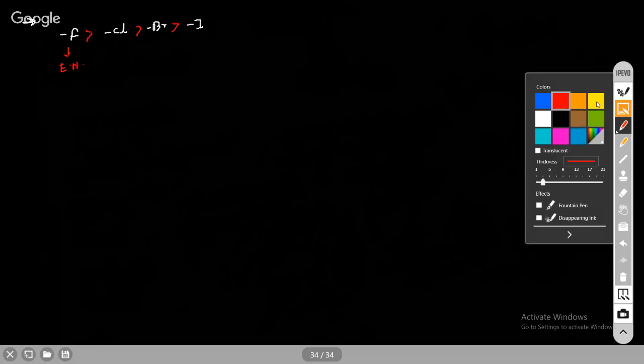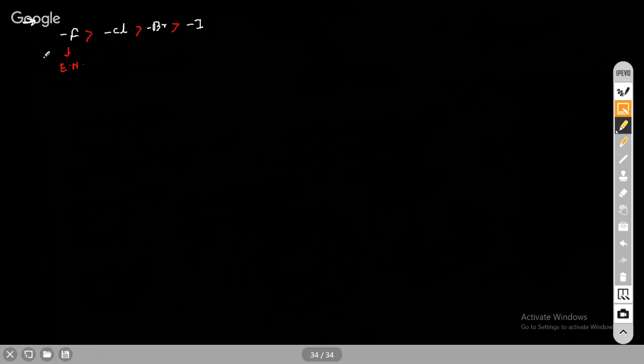Suppose on the basis of this only, I give you another example. I'll write down OH and SH, you have to compare. Which one will have more minus I, OH or SH? And NH2, PH2.